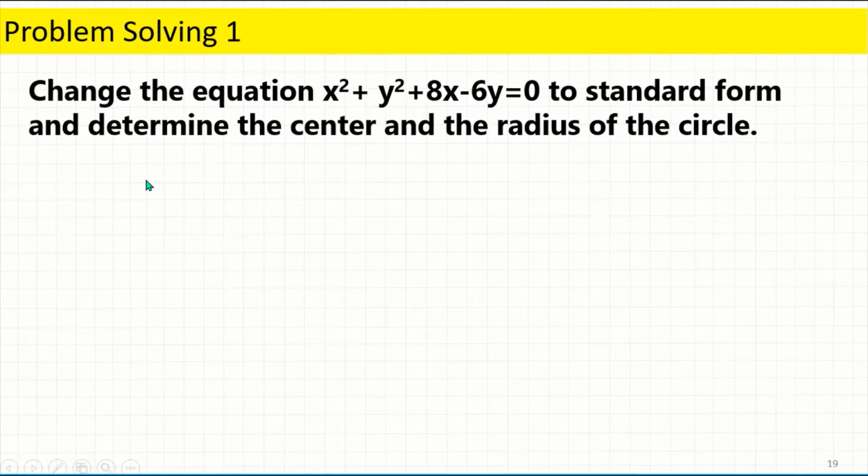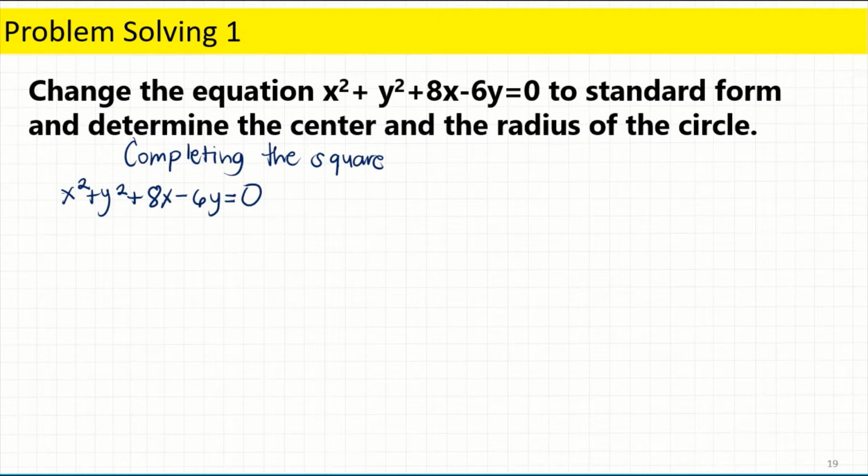Change the equation x squared plus y squared plus 8x minus 6y equals 0 to standard form and determine the center and the radius of the circle. There are two ways in changing this equation to standard form, and the first solution that we are going to use is through completing the square. So first, copy the given. Once you have copied the given, combine the like terms.